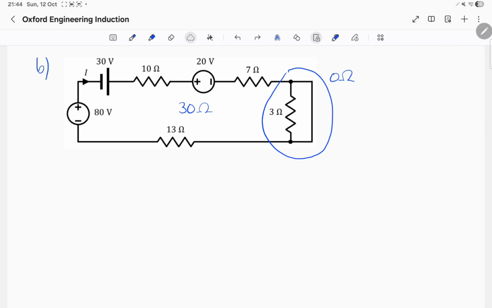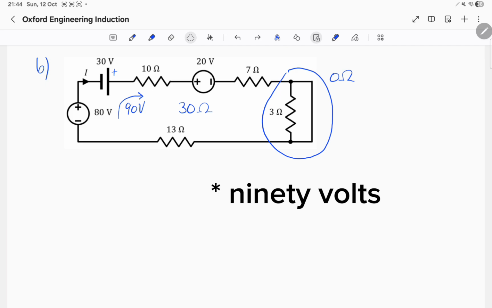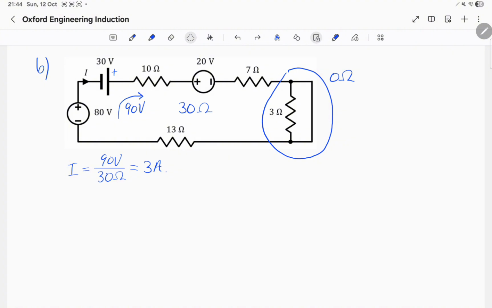Next, we'll look at this cell drawn in. The right-hand side of this cell with the long line is the positive side, and therefore we have a total of 90 volts in the direction shown by the arrow. Therefore, we can calculate the current as 90 volts divided by 30 ohms, which gives a current of 3 amperes.